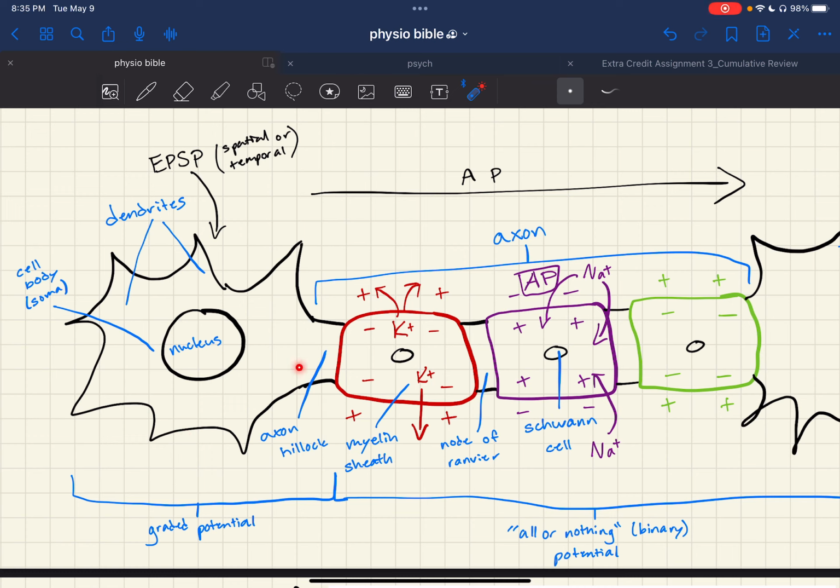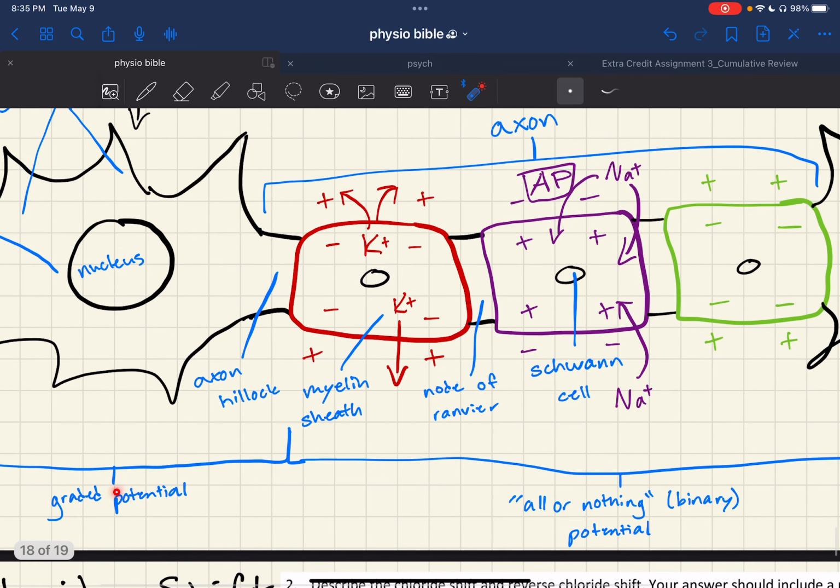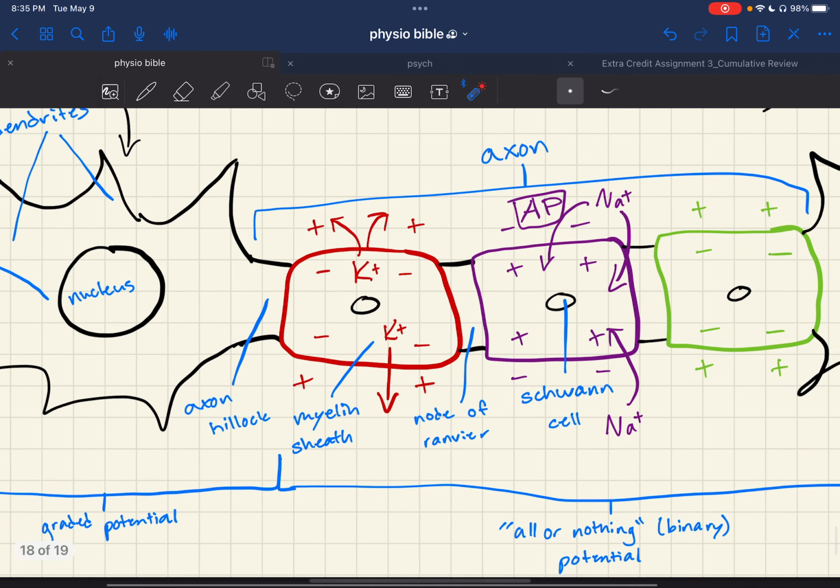then this soma builds up a gradient potential, and if it hits a certain threshold, I think negative 55 millivolts, if I remember correctly, an official action potential for this neuron is generated at the axon hillock, and that's when we switch from the gradient potential to the all or nothing, or like the on or off potential.